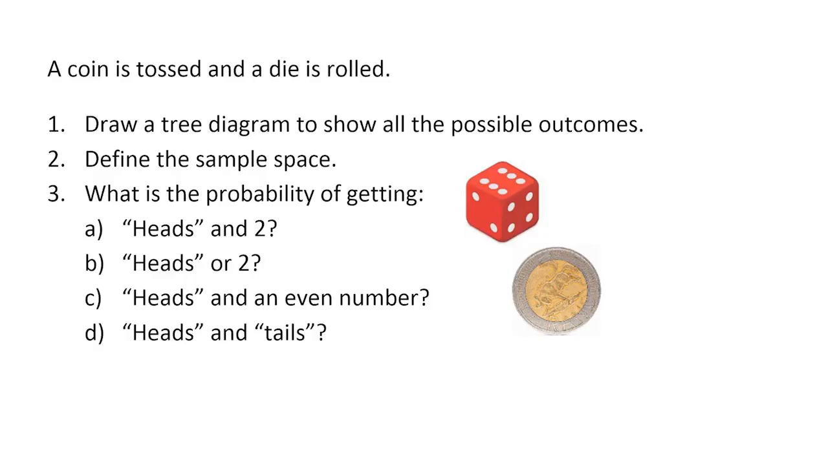A coin is tossed and a die is rolled. Now we begin by looking at the coin toss and we call this event 1. When a coin is tossed, there are two possible outcomes. You can either get a heads or a tails. As you can see, you can get one of the two possible outcomes, therefore the probability of getting either a heads or a tails is a half.